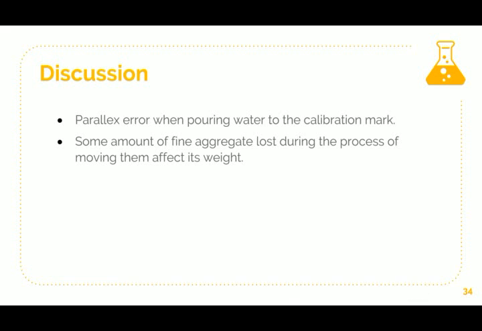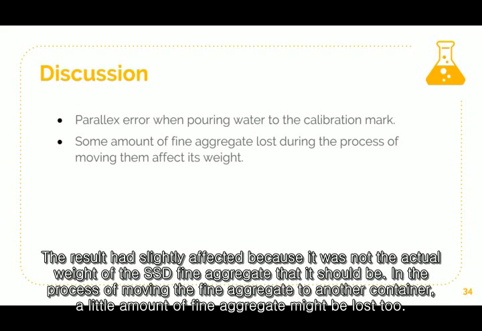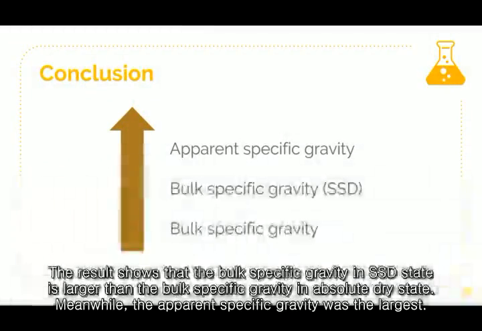Second, there might have been a little amount of fine aggregate blown away since we exposed the aggregate outdoors to dry under the sun until it reached surface dry condition. The result was slightly affected because it was not the actual weight of the SSD fine aggregate that it should be. In the process of moving the fine aggregate to another container, a little amount of fine aggregate might have been lost too. The result shows that the bulk specific gravity in SSD state is larger than the bulk specific gravity in absolute dry state. Meanwhile, the apparent specific gravity was the largest.